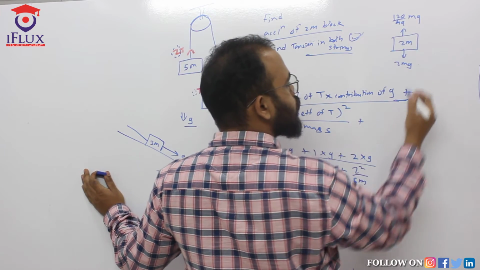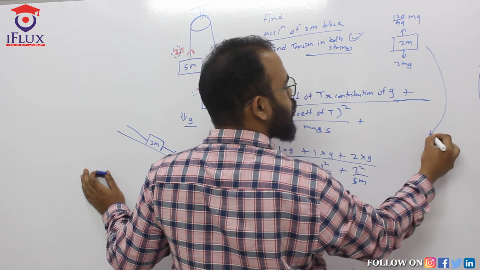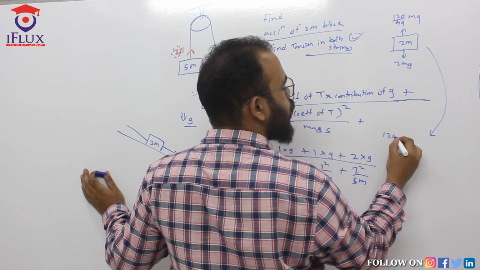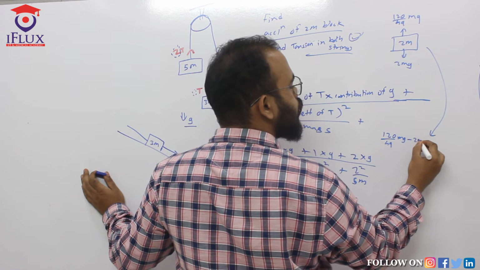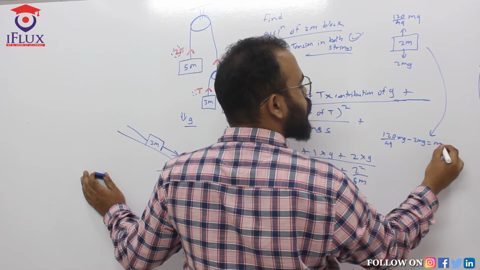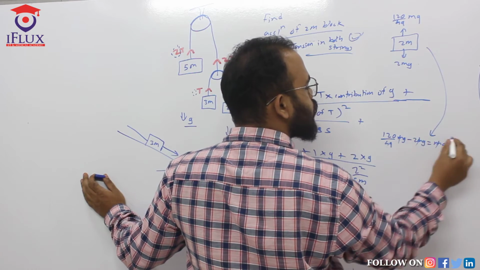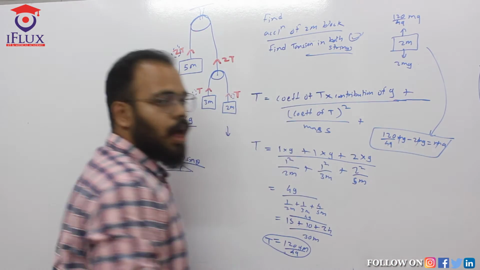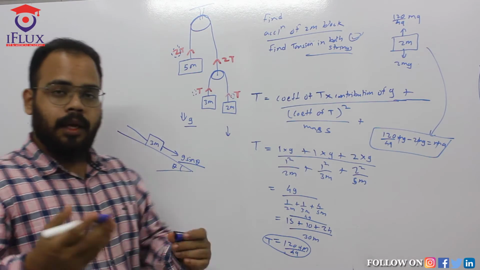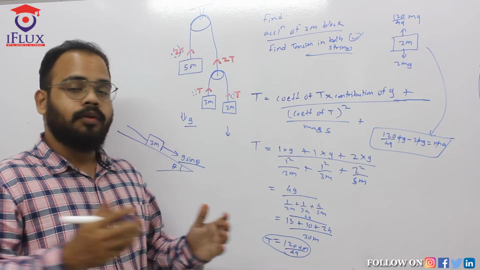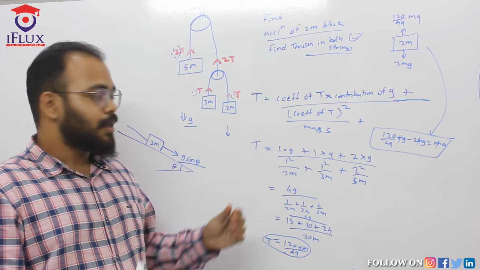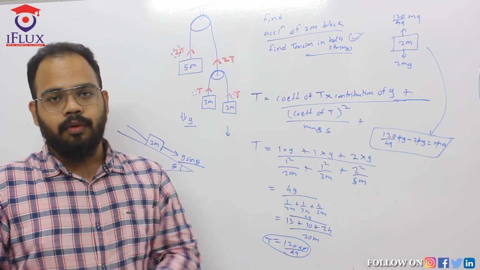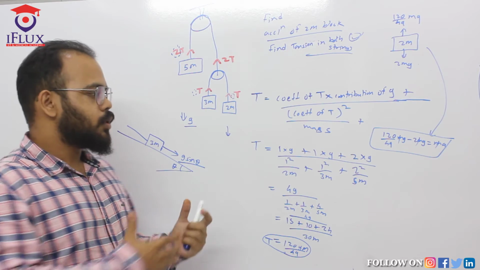The acceleration will be how much? It will be 120 upon 49 mg minus 2 mg is equal to m into a. So this is your acceleration. Now I took time because I needed to explain to you. But if I want to solve the sum, I can just write this equation and I'll get overall answers. Now just note this down.